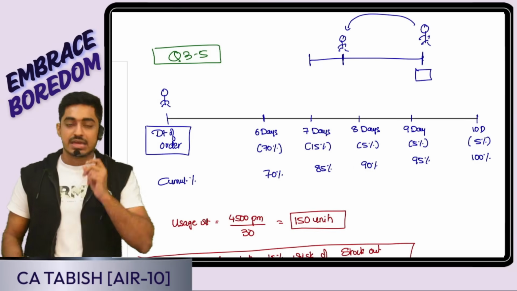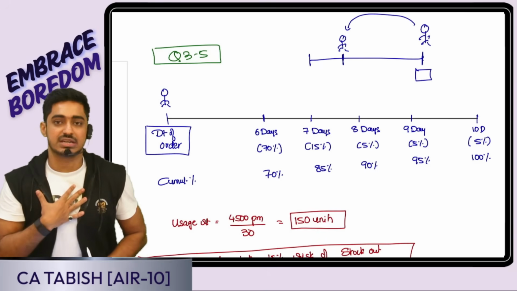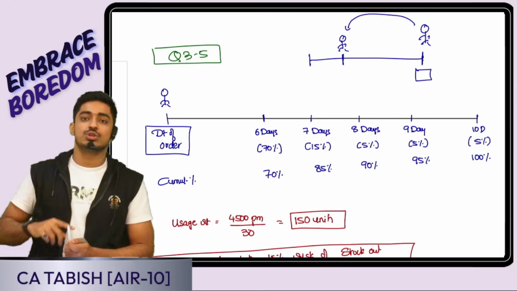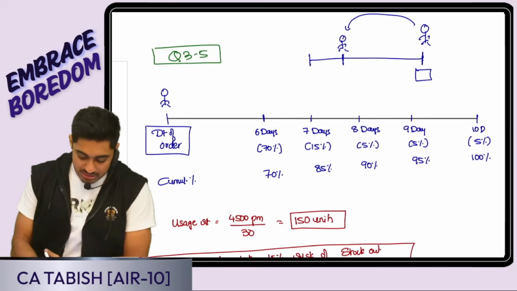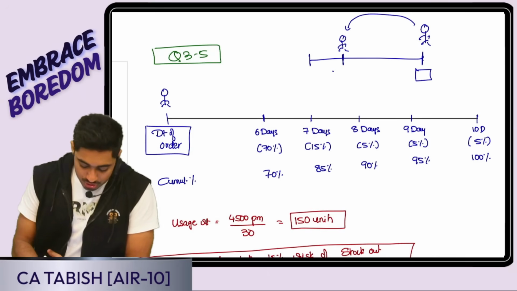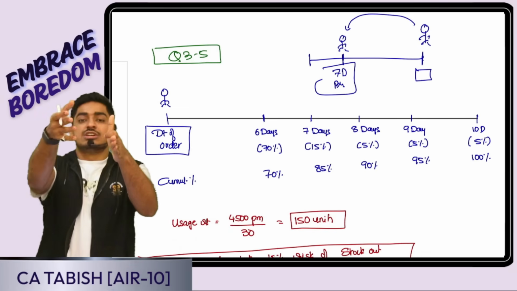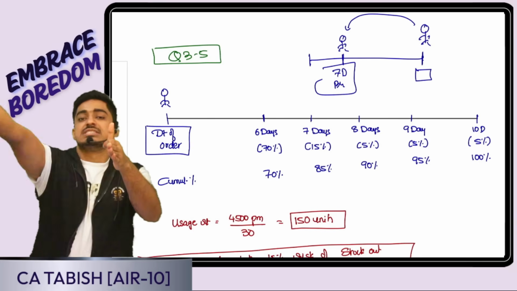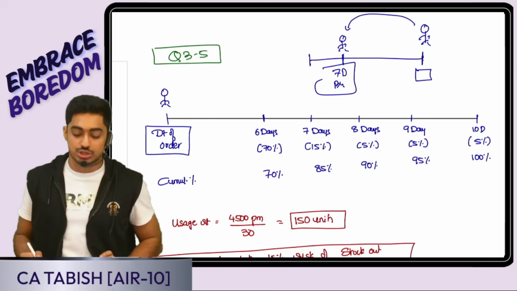Yes or no, everyone? Technically, if you want to take only 15% risk, that is, you want 85% surety, how many days before stock out do you have to place the order? At least 7 days before stock out you should be placing the order. Why, sir? If you place an order 7 days before, there is a good chance that on the 6th day only you will get it, that is 70%. Even if you don't get it on the 6th day, on the 7th day you will get it, 15% chance is there.